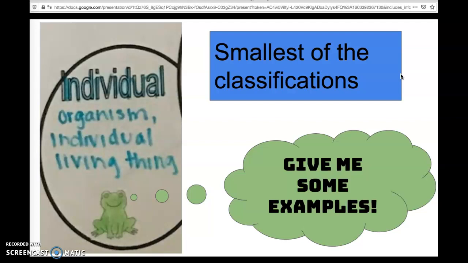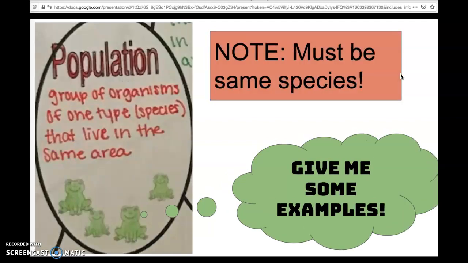The frog on my picture is an individual. A cricket could be, a plant could be. It's just whatever that one thing is, just one of them. So it could be a mite, could be a tick, just one thing. And then as we move up, once we start to group those individuals, that's when we call it a population. It's a group of organisms of one type, one species, that lives in the same area.